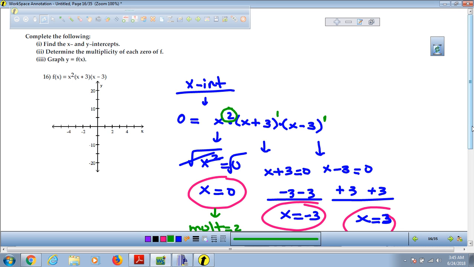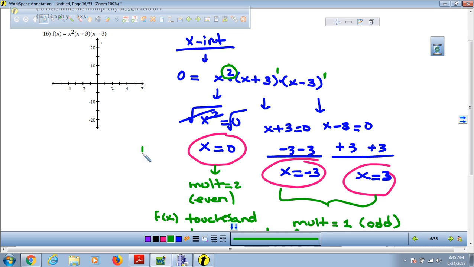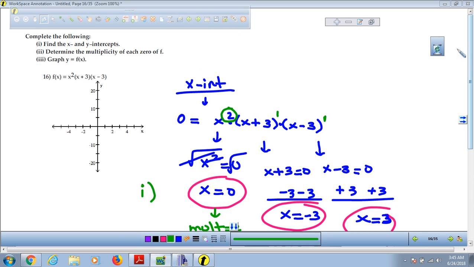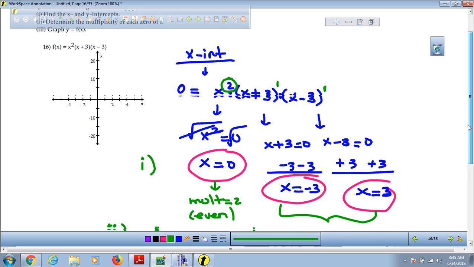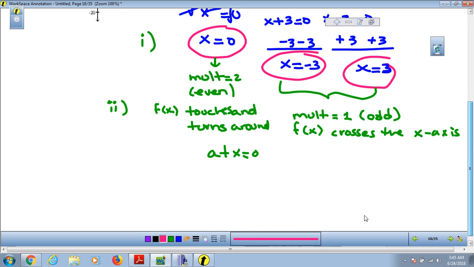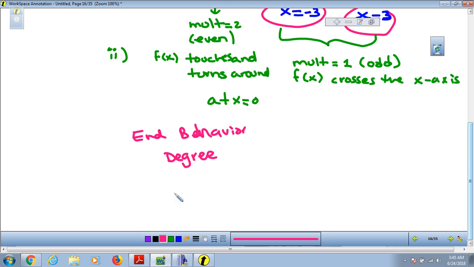Okay, so this would be the answer for the second part. And for the third part, graph it. One thing they're not asking me here, but I need to know, is the end behavior if I want to graph this by hand. So, end behavior: I need to know the degree and the leading coefficient.